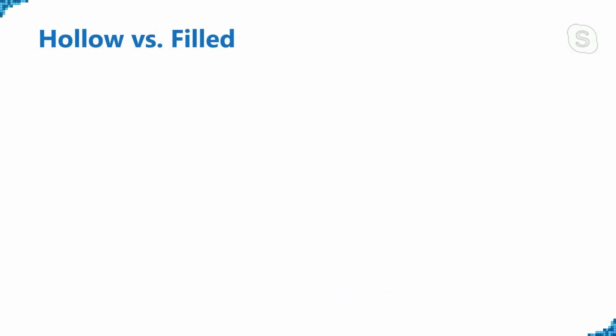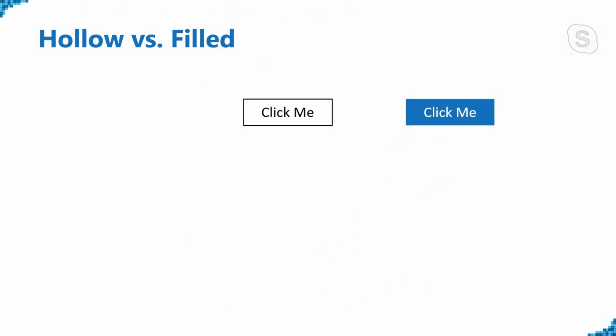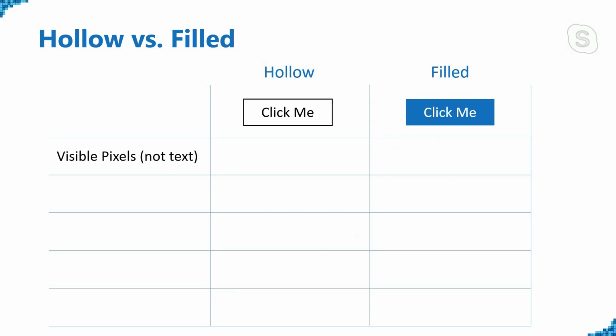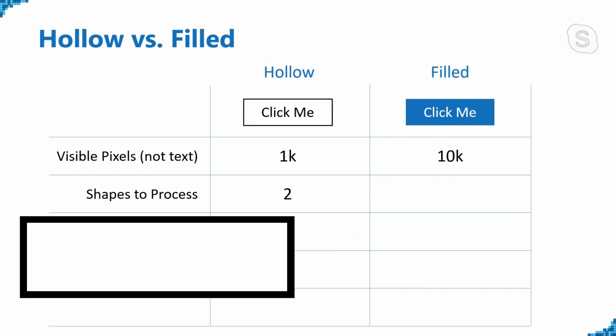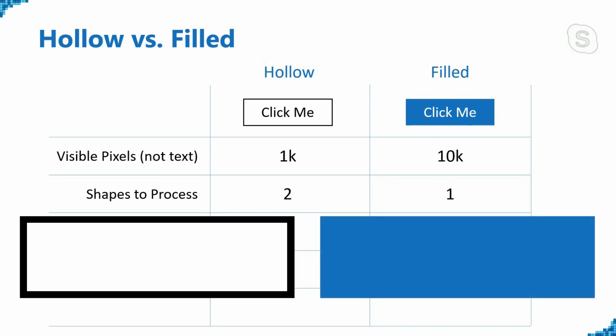Hollow versus filled. So this question comes up: which is better, a hollow button or a filled button? And I start going through all the different ways we can evaluate this. For example, how many pixels are visible excluding the text? With the hollow button, we've got about 1,000 pixels. And with the filled, we've got about 10,000. Okay. How many shapes do we have to process? Well, for the hollow, there are two. You've got this outer rectangle and an inner rectangle. You could argue that both of those have to be processed. And with the filled, you've only got one, like that.